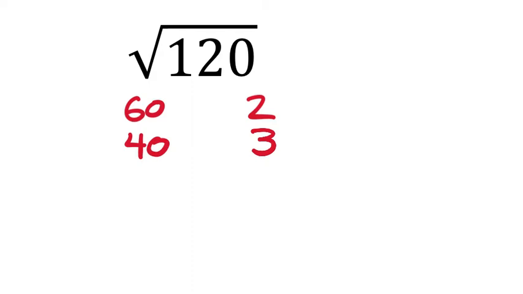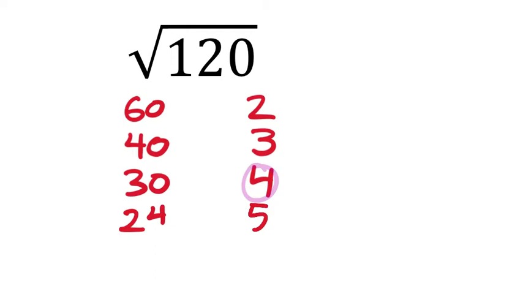Again, I'm not looking at any perfect squares yet. How about 4? That'd be 4 and 30. But I know 4 is a perfect square, so I'll circle that. But I'll keep going. I know I can divide it by 5 as well. 5 and 24. Again, no perfect squares there. It's divisible by 6. 6 and 20. Not divisible by 7. It is divisible by 8 though. That'd be 8 and 15. Okay, again, no perfect squares.